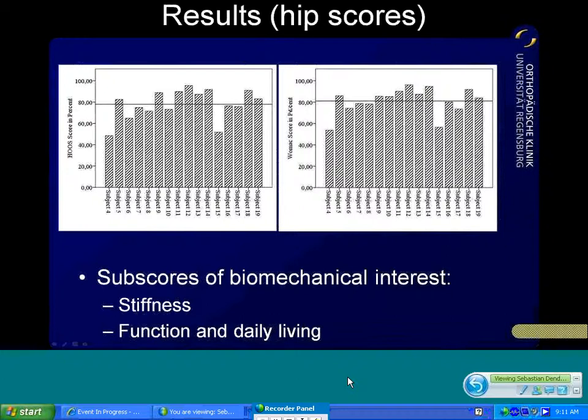Please notice that the total scores can't be compared, but the subscores of the patients actually can. Both scores contain subscores of biomechanical interest, such as stiffness and function in daily living.